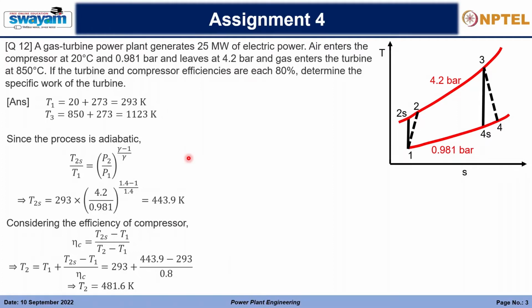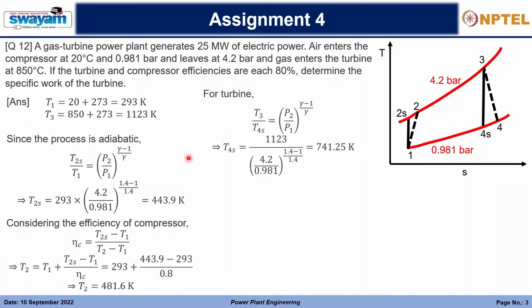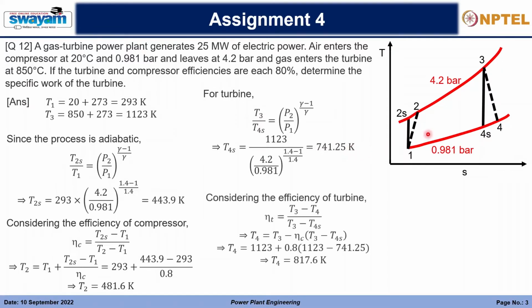That is the entropy change that we are getting. Then for the turbine, similarly, we use this process T3 by T4s, and we can calculate T4s with this correlation, that is 741.25 Kelvin, and using the efficiency of the turbine again we can calculate T4. So that is 817.6 Kelvin.